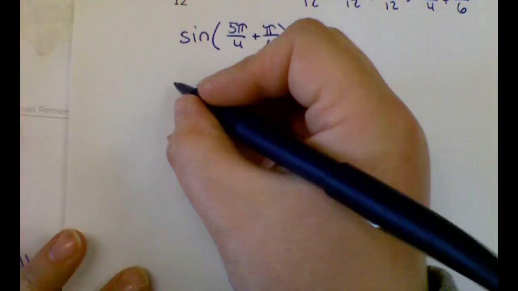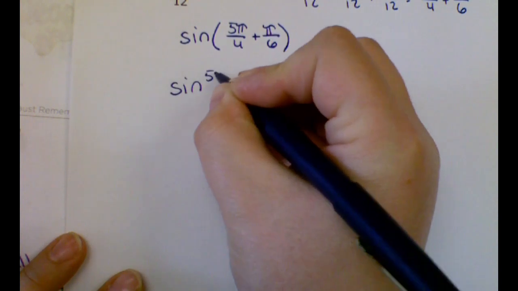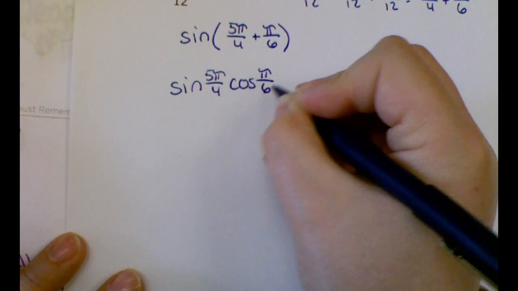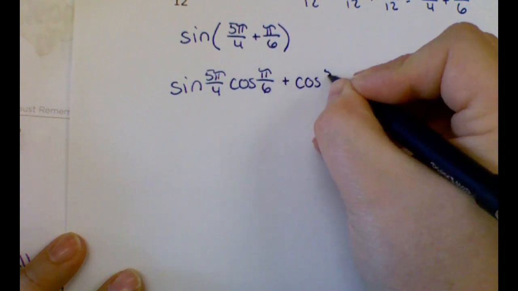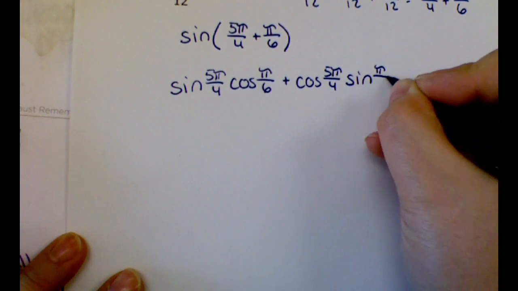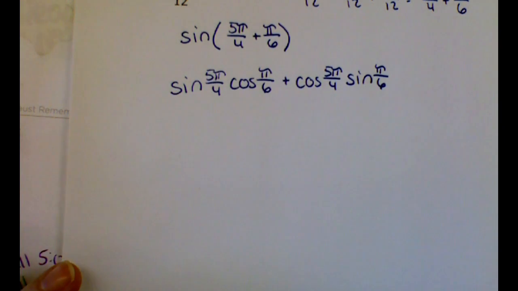So sine of a sum, I take sine of the first times the cosine of the second plus cosine of the first times the sine of the second. You may be saying, how do I know which one's first and second? It doesn't matter, it'll work out the same.